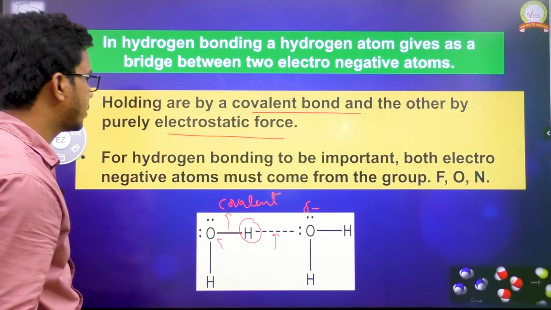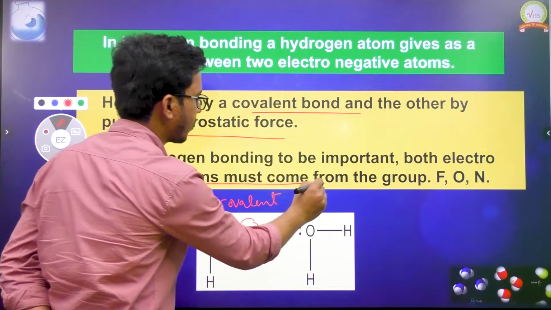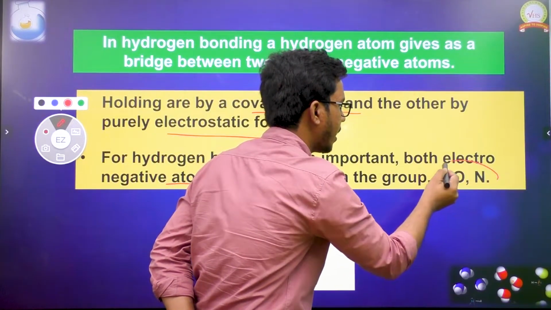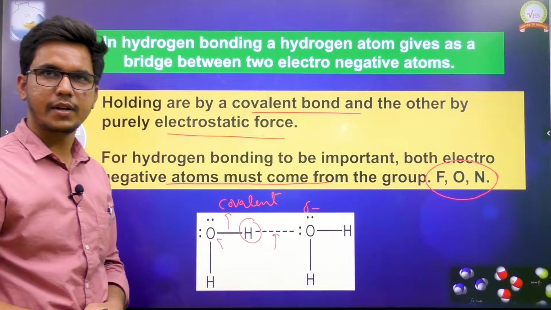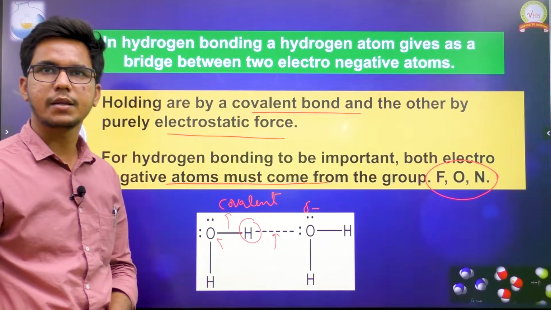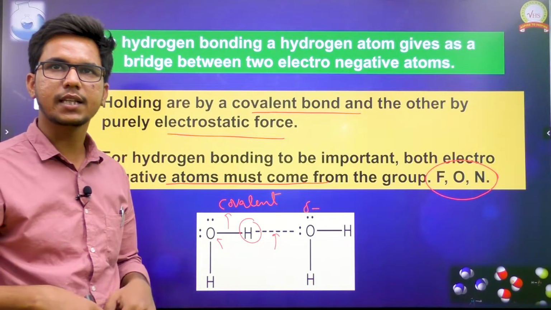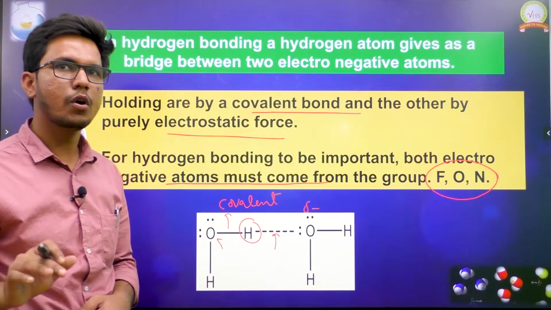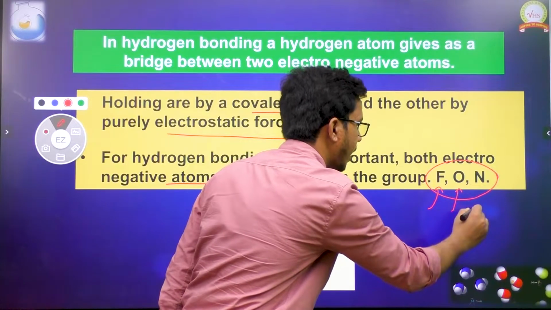Okay. For hydrogen bonding to be important, both the electronegative atoms must come from what? The group called fluorine, oxygen and nitrogen. Okay. In the beginning, I gave a definition that hydrogen bonding is nothing but the electrostatic attraction between partially positive hydrogen and a partially negative, more electronegative atom, right? Those electronegative atoms should be fluorine, oxygen and nitrogen.